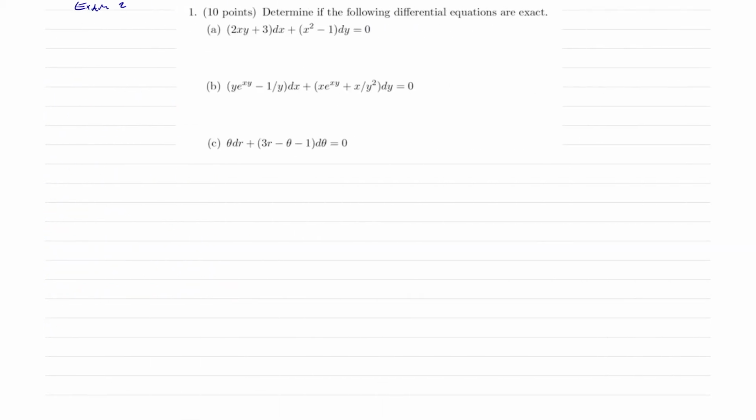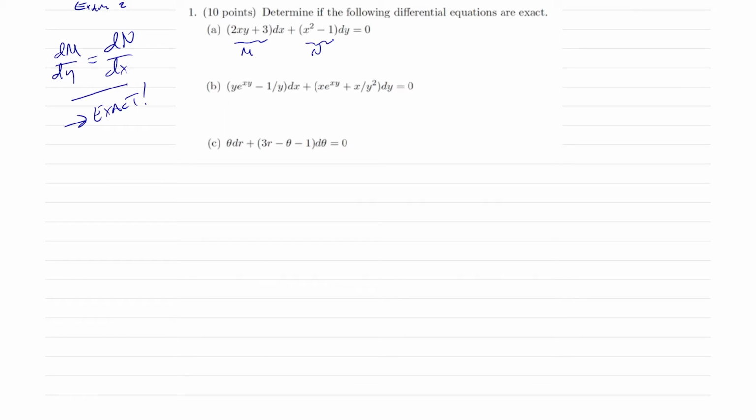Let's jump into exam 2. Exam 2. Determine if the following differential equations are exact. So it is a matter of finding and just matching, say, M with N and seeing if dM dy is equal to dN dx. If this is so, then we say exact, and otherwise not.